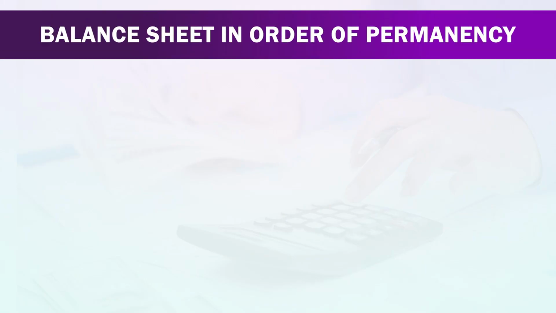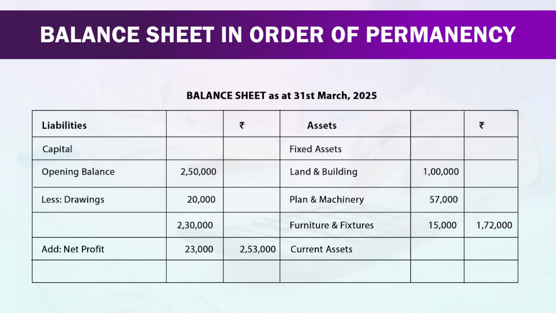Now, we will see balance sheet in order of permanency. Now, we will deal with the liability side. The first item is our capital. We are having opening capital of rupees 2,50,000. We will deduct our drawings 20,000. So, net amount is rupees 2,30,000. We will add our net profits 23,000. Finally, the closing capital of the owner will be rupees 2,53,000.